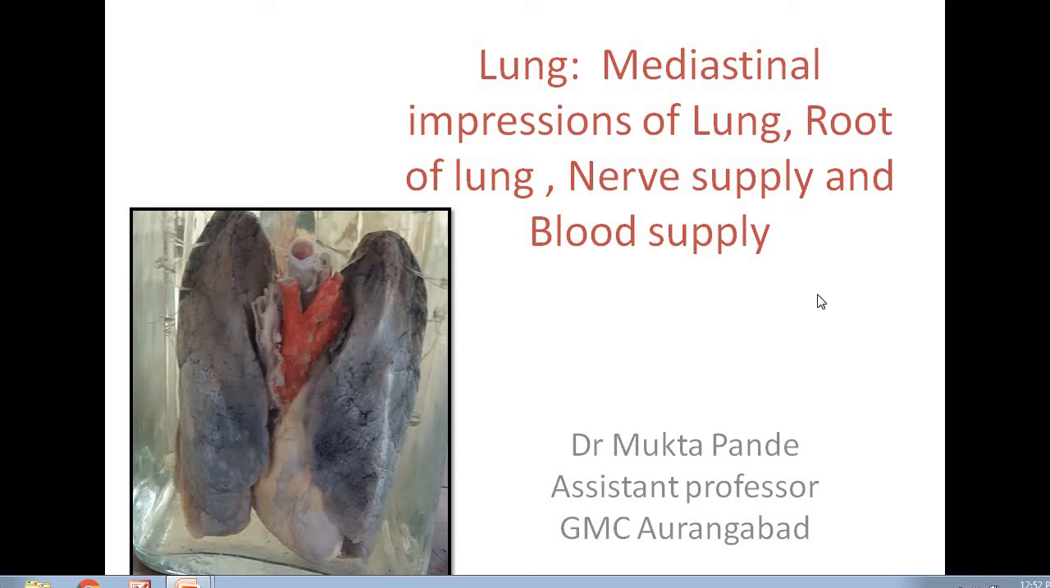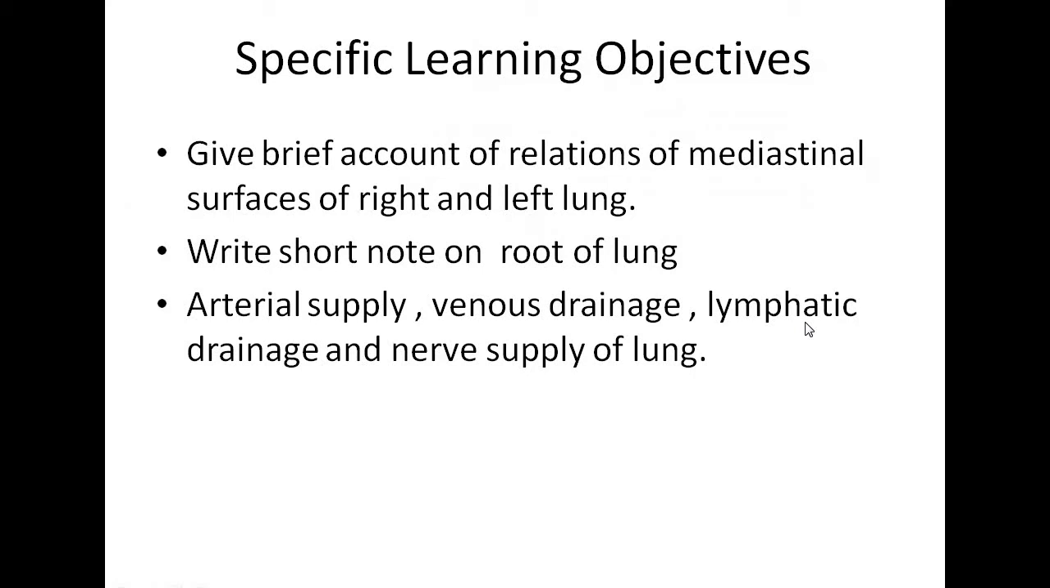Welcome students. In today's topic we will see the mediastinal impressions of lung, root of lung, blood supply and nerve supply of the lung. Specific learning objectives of this topic are to give a brief account of relations of mediastinal surfaces of right and left lung, and write a short note on root of lung, arterial supply, venous drainage, lymphatic drainage and nerve supply of lung.